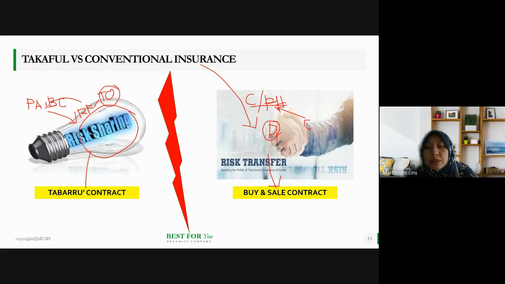Okay, not contribution. They hold the policy until anything happens to them, they will show their policy and then they will get protection. So now their risk is already transferred to the conventional company. Okay, and the premium here belongs to this company. So far clear?